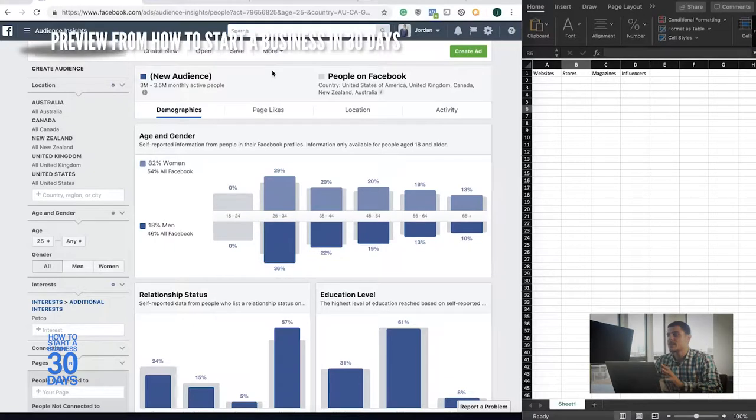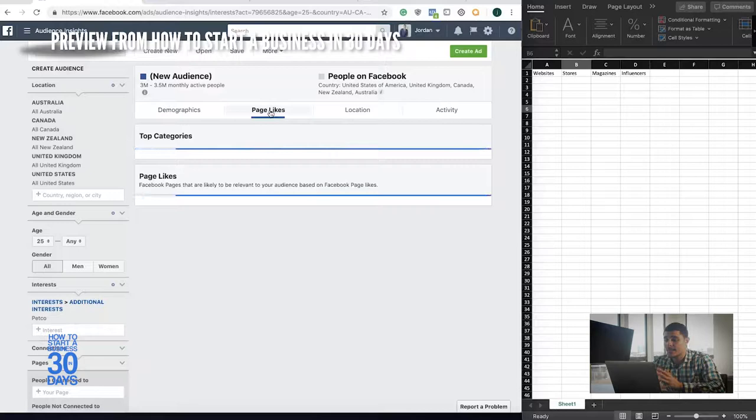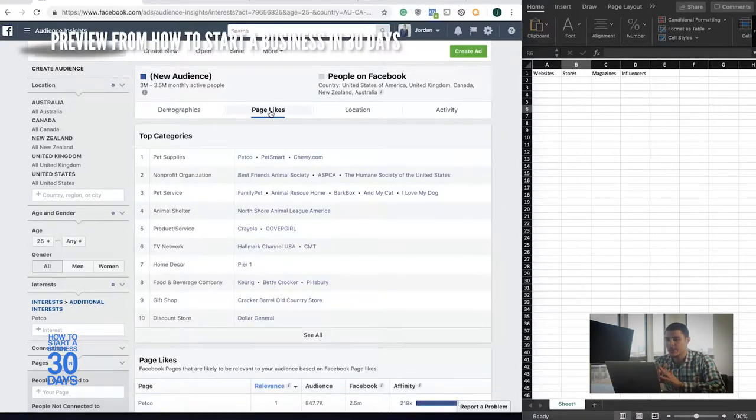But just because Petco is an audience and it has an audience size does not mean that the people who actually relate and have an interest in Petco are extremely, extremely extreme dog lovers, if you would. So let's go over here to page likes, because this particularly is where you're actually going to get the meat of your information.